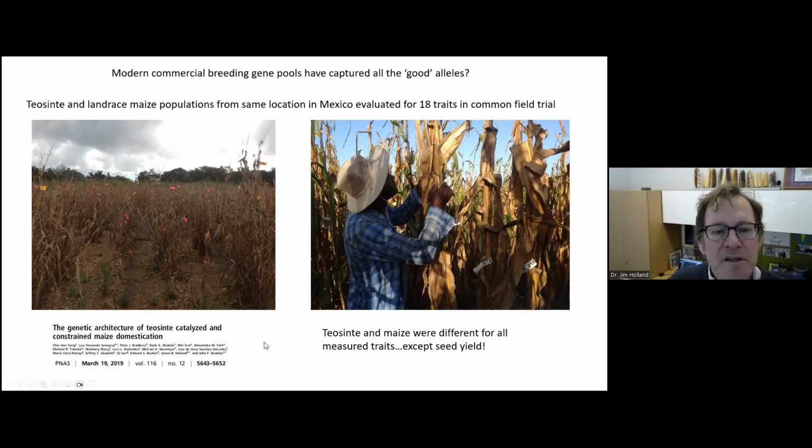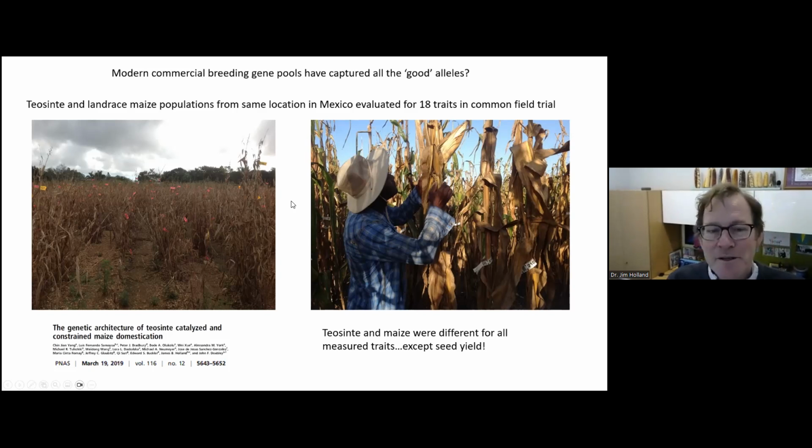This is an experiment where we sampled teosinte and a maize landrace population from basically the same town in Mexico, and we evaluated them in field experiments for a whole suite of traits, and they're very different. For any trait you measure, these subspecies are very different, as you'd expect. Maize really looks quite different than teosinte. But if you measure the total seed weight per plant, which is something like individual plant yield, they don't differ at all. This is a landrace that was sampled probably in the 1990s, so it went through the domestication bottleneck and subsequent selection by humans for thousands of years. It's no better in terms of seed production than the wild relative it came from.